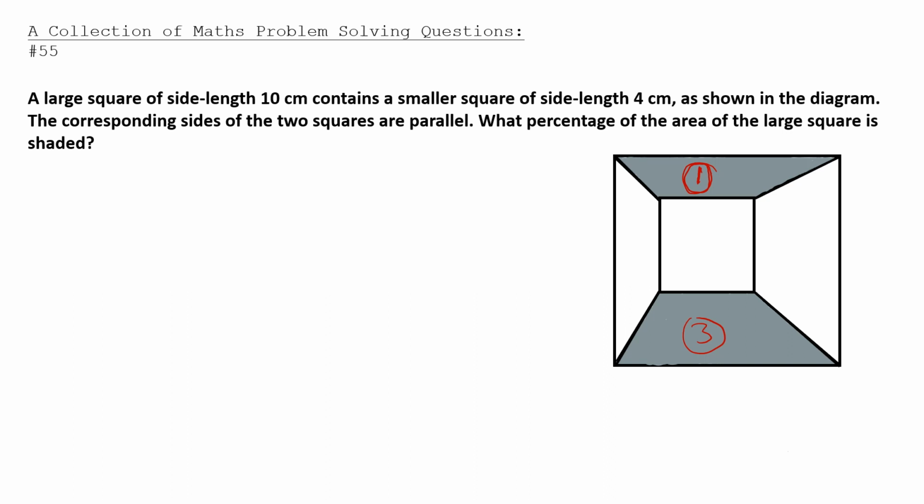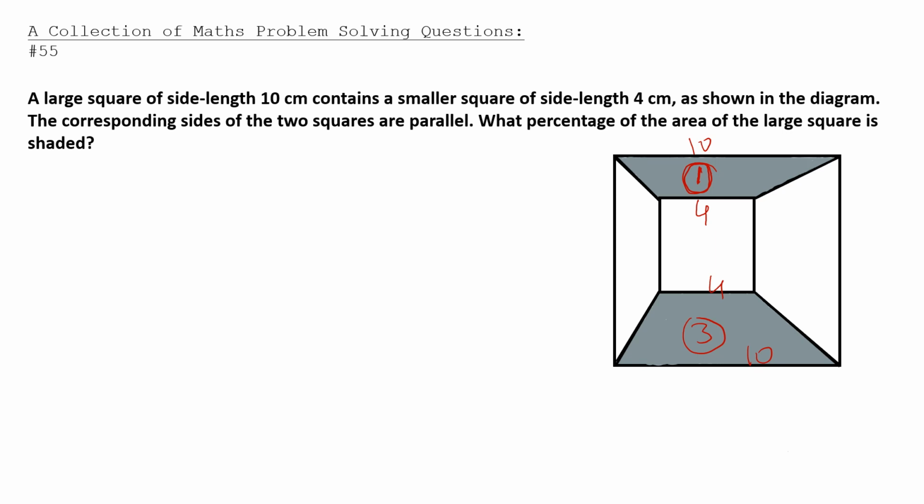So for trapezium 1, what are the sides? The sides are of length 10 cm and 4 cm. They are the parallel sides and they are the sides of the inner and the outer squares. It's the same for trapezium 3: you have the sides 4 cm and 10 cm. And what we don't know is the height.